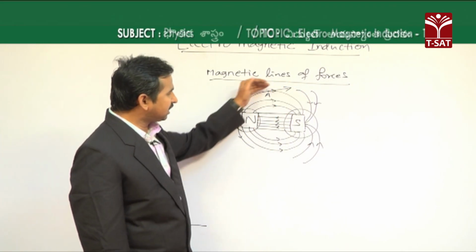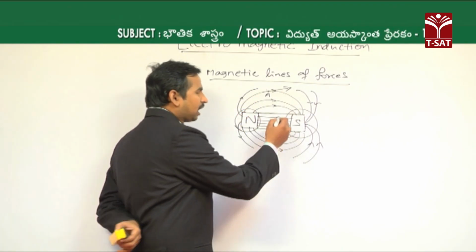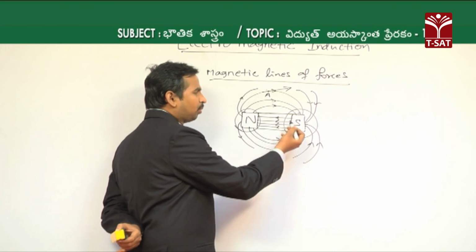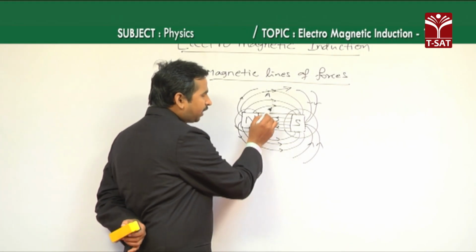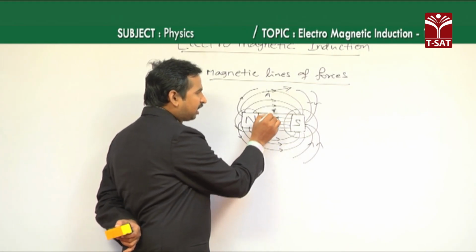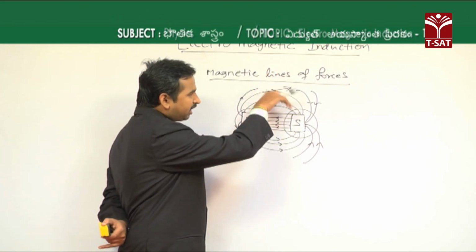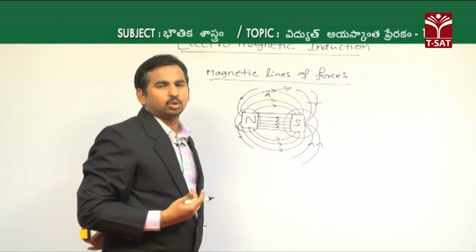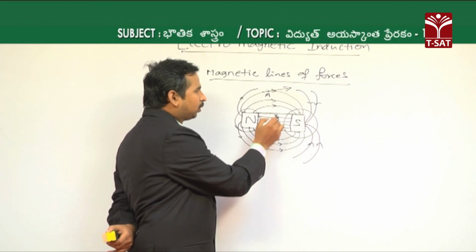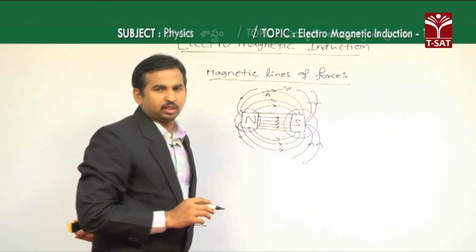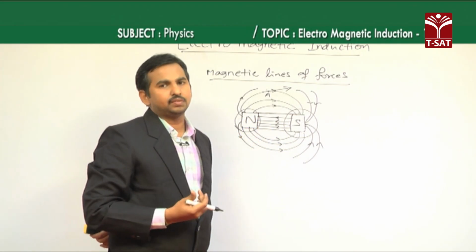Why are they bending like a curve and going from north to south pole? Inside the magnet, the magnetic lines of force go in the opposite direction, from the south pole to the north pole. That means there is a force of attraction between this magnetic line and this magnetic line. So, instead of going straight, those magnetic lines bend towards the south pole due to the attraction, because this is acting like a south pole and this is acting like a north pole. Unlike poles attract each other, and that is why they bend like curves here.